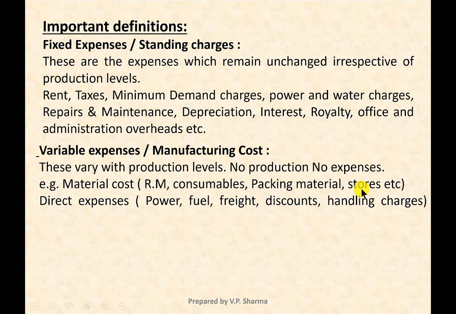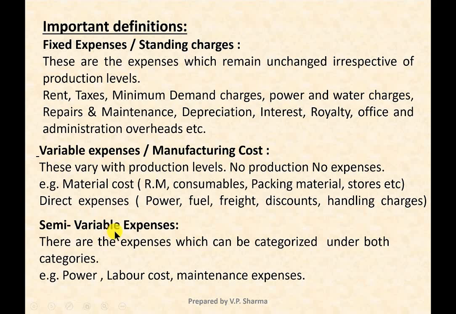Now the other type of expenses are variable expenses. They are also known as manufacturing cost. They vary with the production level. That means no production, no expense, such as your raw material cost, packing material, stores, then your direct expenses like your power, fuel, freight, discount, handling charges, etc. They vary with the production level.